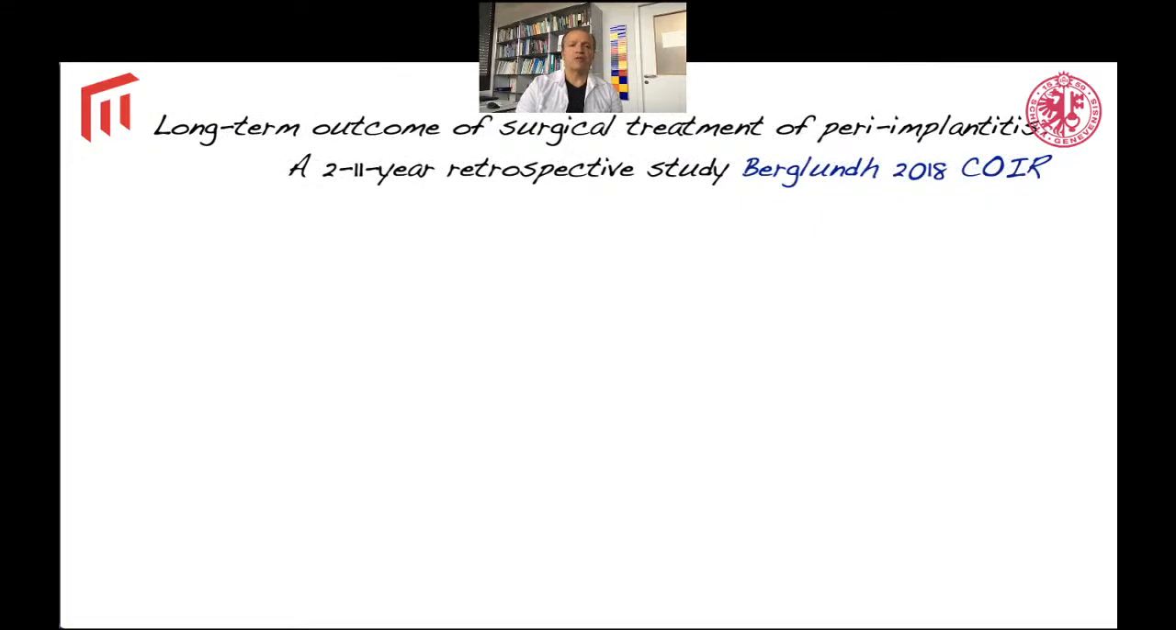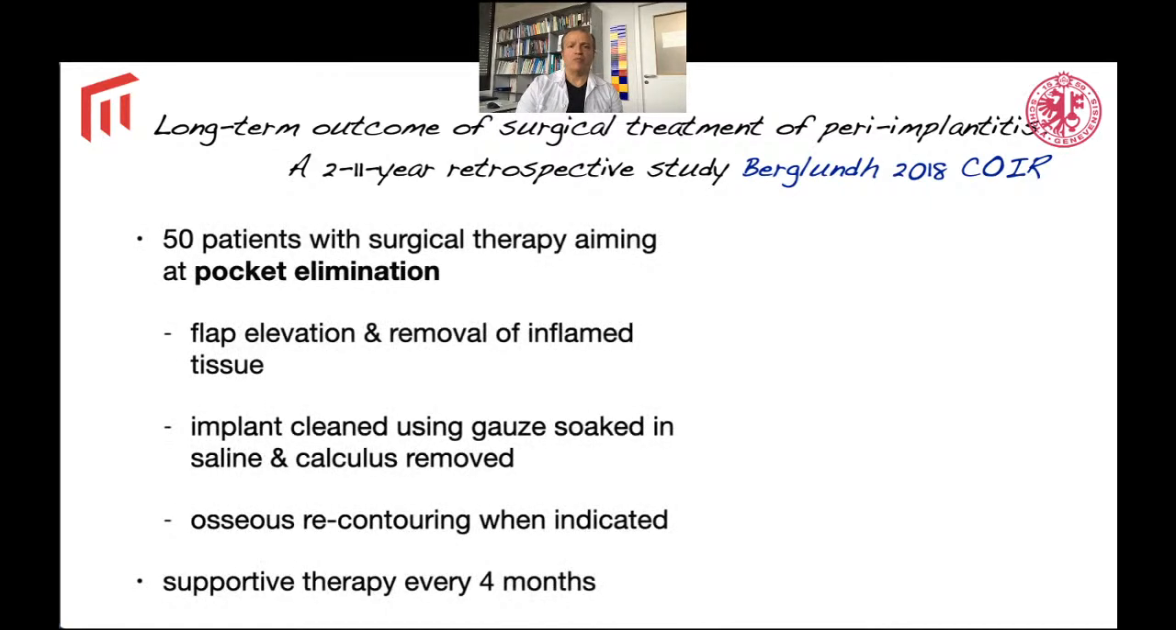Now let's look at another study reporting on the long-term outcome of treatment 2 to 11 years after surgical therapy for peri-implantitis.